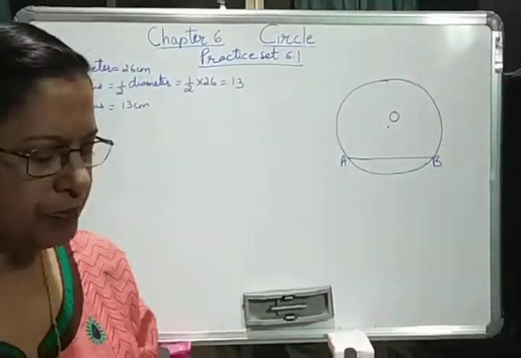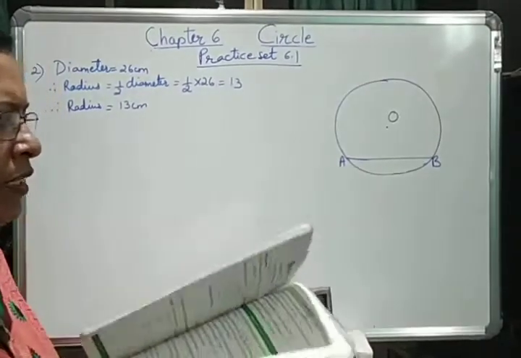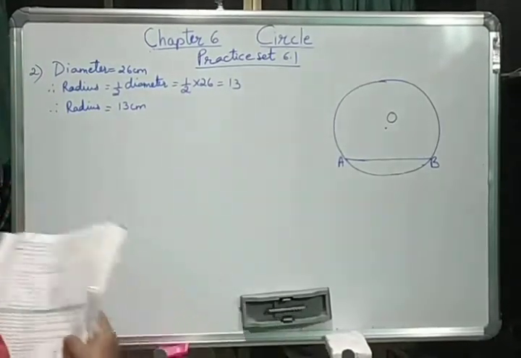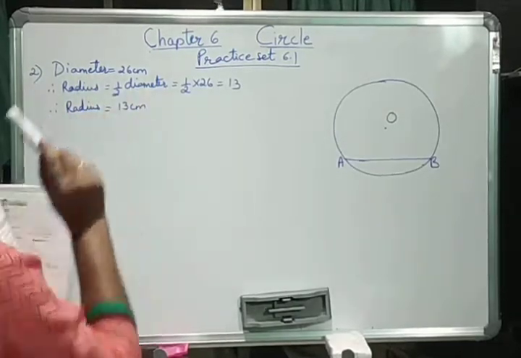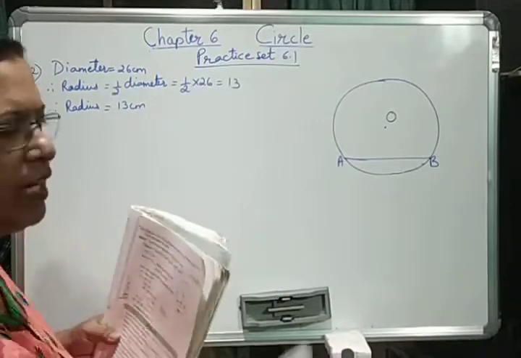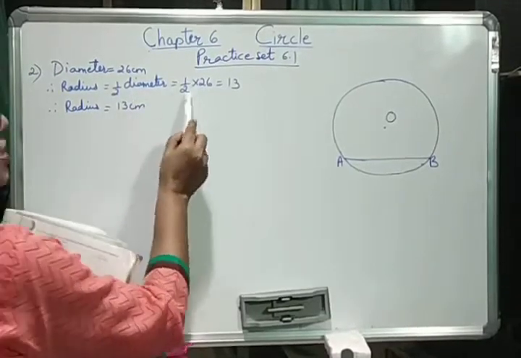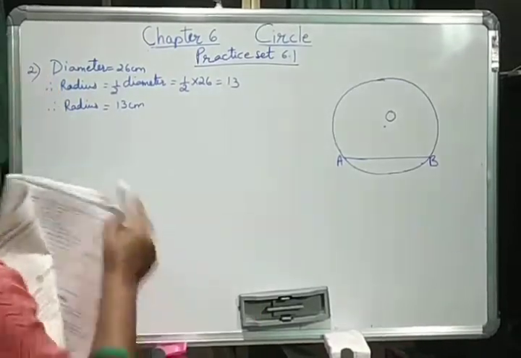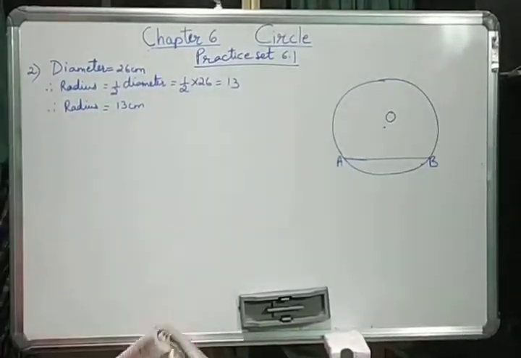Second sum. I have already drawn the figure over here. It is given that the diameter of a circle is 26 centimeter. So the radius will be half of the diameter, and that is how much? You are getting it over here, 13 centimeter.